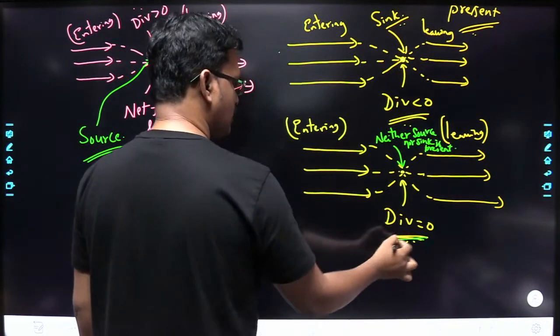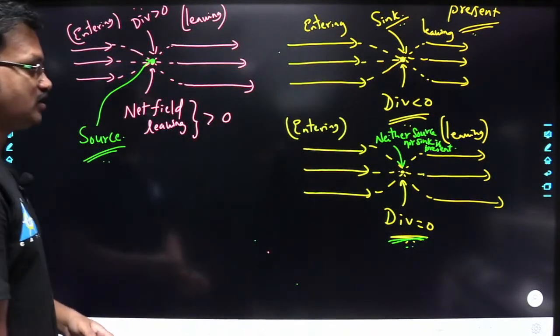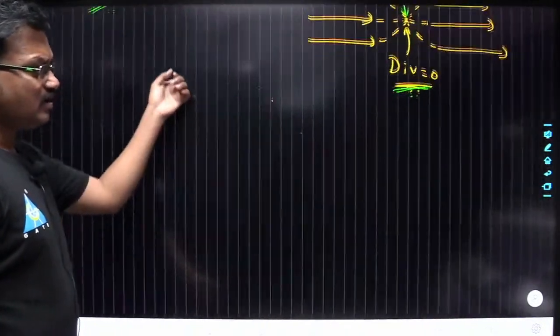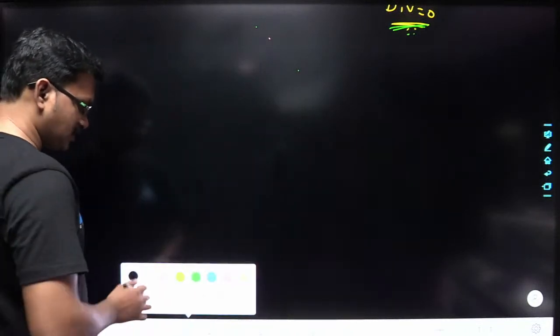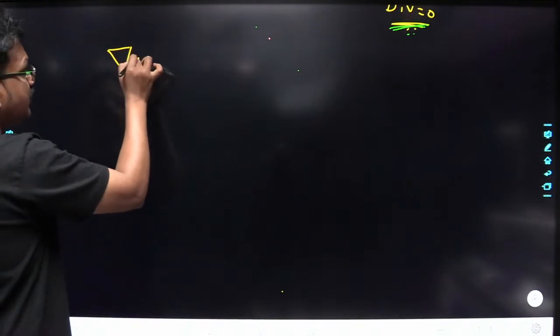Okay. So up to here, these things we have seen in the previous sessions. Next, we have seen how to represent the divergence of a vector field mathematically.